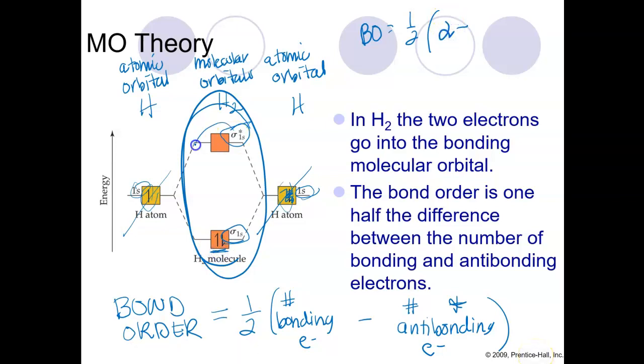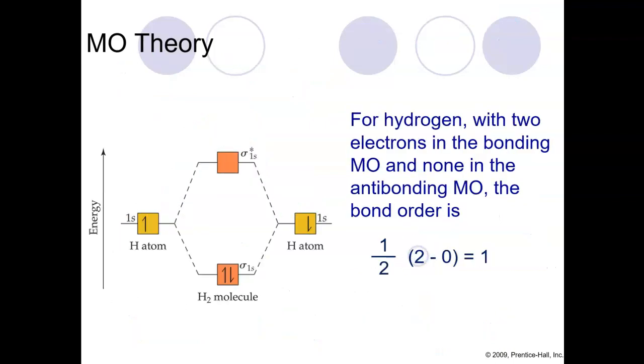Number of anti-bonding electrons. Well, there's 0. So 2 minus 0 is 2 times 1/2 is 1. That's telling me hydrogen is going to be single bonded to the other hydrogen. Okay. So there it is. Go us.